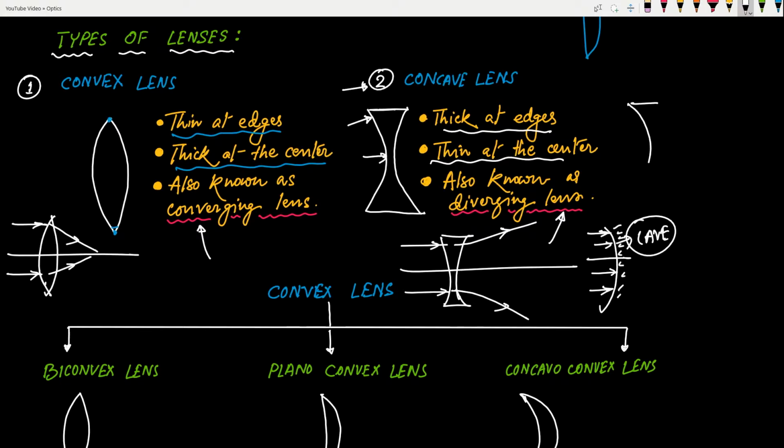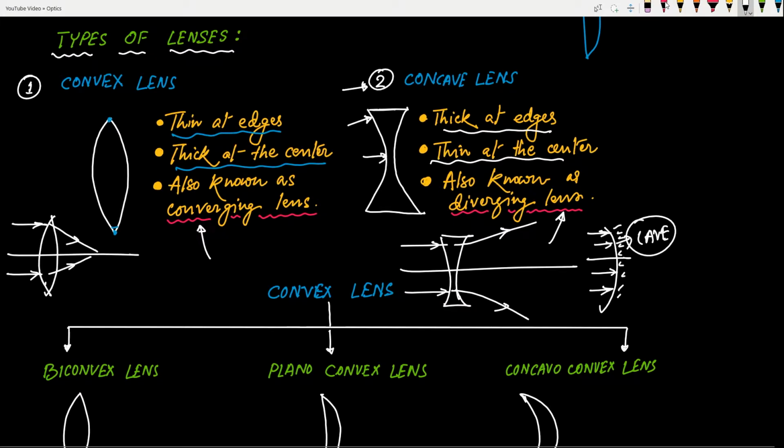Similarly, if the refracting surface is in the shape of a cave, then we can say that this is a concave lens. If you can remember this is a concave lens or a diverging lens, then we can easily say that the opposite is a convex lens. Simple as that. Now how to remember which one is converging lens and which one is diverging lens?